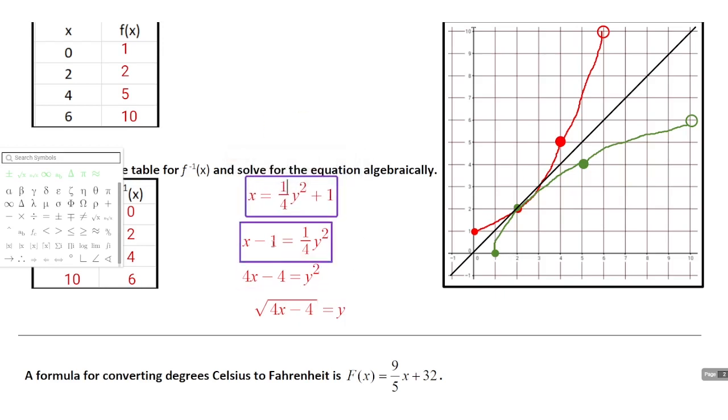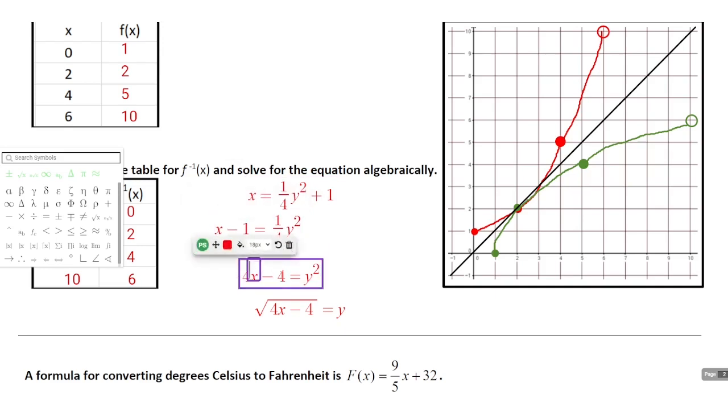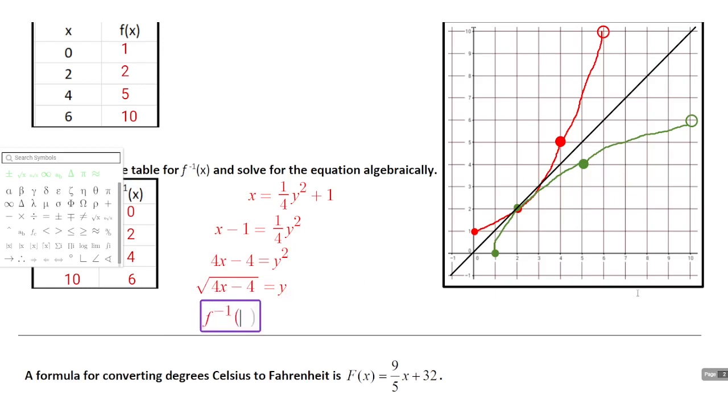Now, since we get to delete that plus or minus, that means that the inverse here is going to be a function. So I will write it like that. F inverse of x is the square root of 4x minus 4.